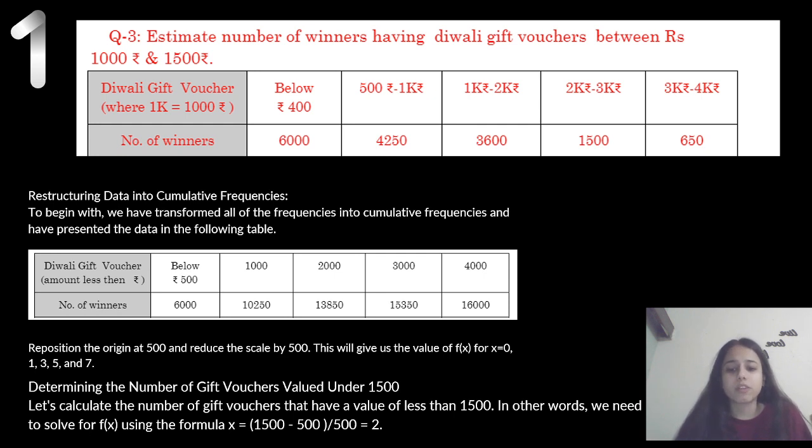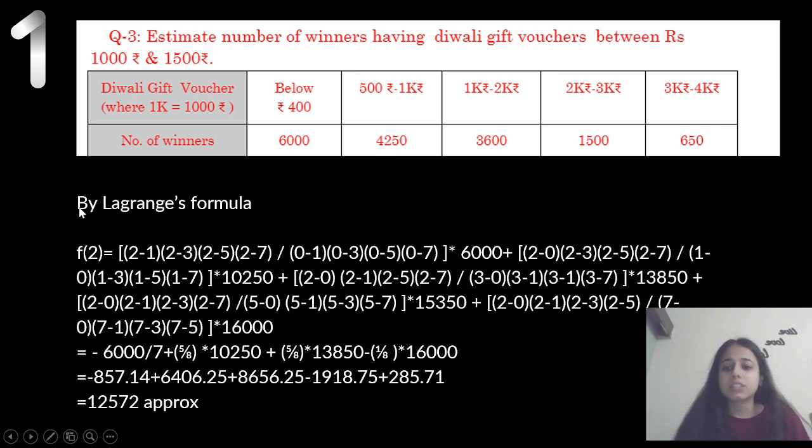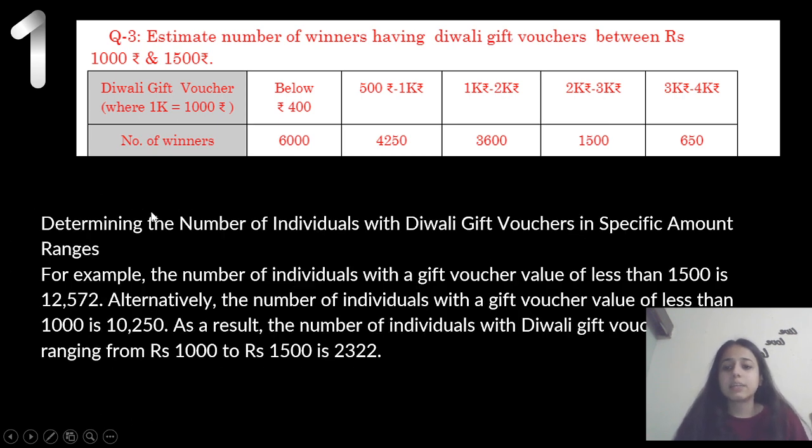This will give us the value of f(x) for x equal to 0, 1, 3, 5 and 7. Determine the number of gift vouchers with value under 1500. Let's calculate the number of gift vouchers that have a value of less than 1500. In other words, we need to solve f(x) using x equal to (1500 minus 500) upon 500, equal to 2. By Lagrange's formula, f(2) is approximately 12572. The number of individuals with a gift voucher value of less than 1500 is 12,572. Alternatively, the number with value less than 1000 is 10,250. As a result, the number of individuals with Diwali gift vouchers valued from rupees 1000 to rupees 1500 is 2322.